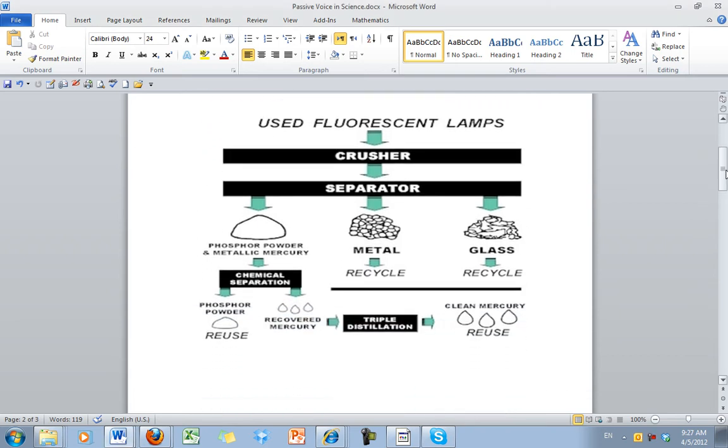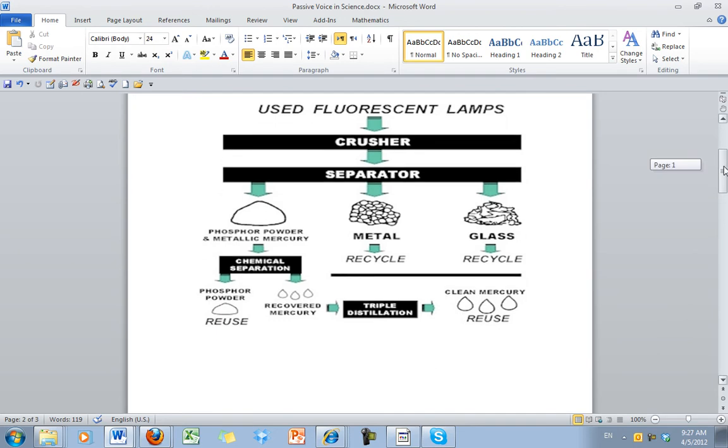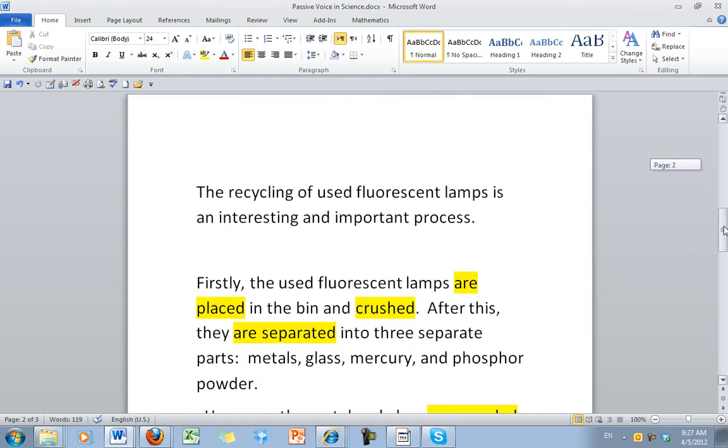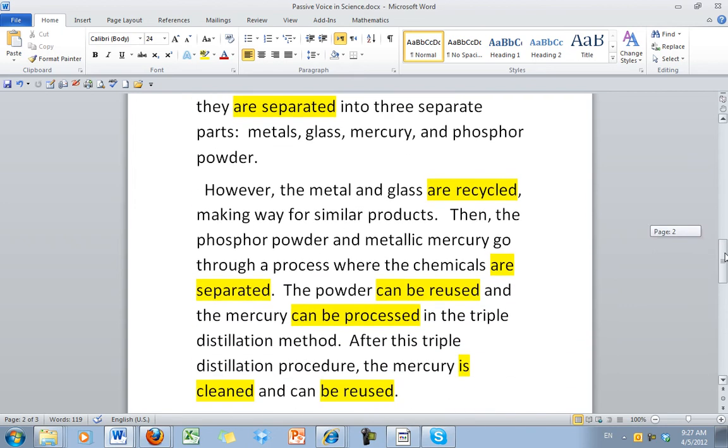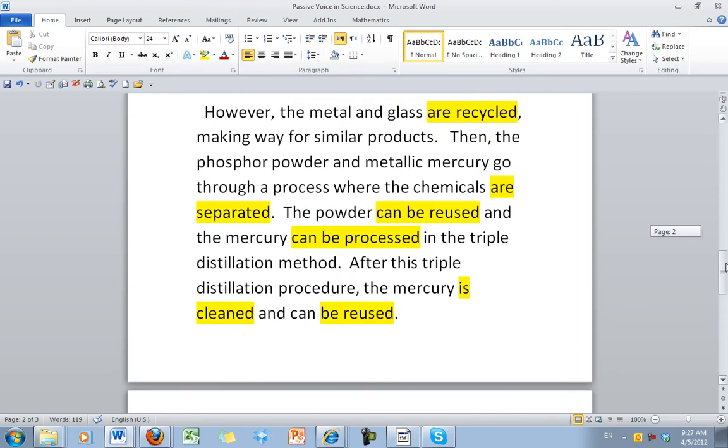The first example is a process. Here we're looking at a process of what happens to used fluorescent lamps, how they're recycled. And the process is kind of complicated, so maybe a student will be describing this process. Now, because the doers of the action aren't important, the use of passive voice will be necessary. And if you notice from the yellow highlights, there's a lot of passive voice in this text.